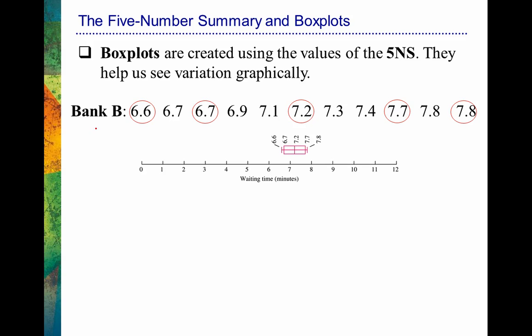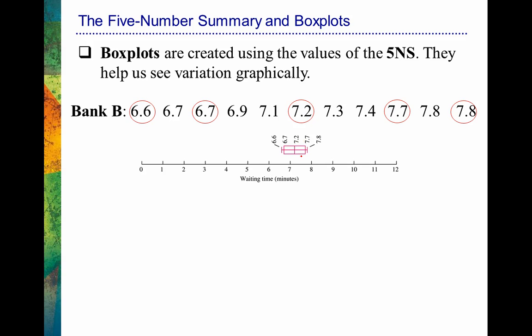Let's look at those wait times. This is for Bank B. We see the median right here at 7.2 minutes. Well, in this box plot, the median is represented right in the middle of this box, 7.2 minutes. Now, the way that we show the first and the third quartile is by marking them off and then creating a box around them. So 6.7 minutes, we've got our first quartile right here. 7.7 minutes, we have our third quartile right there.